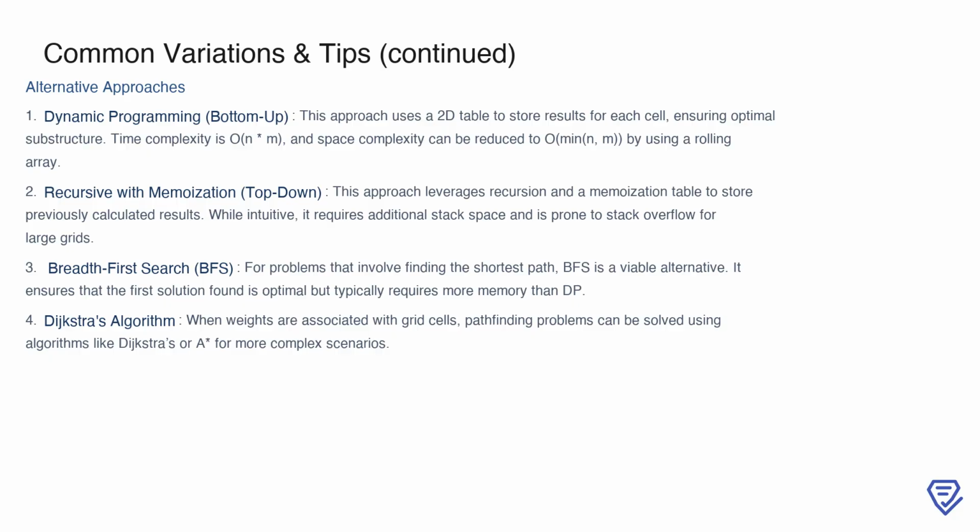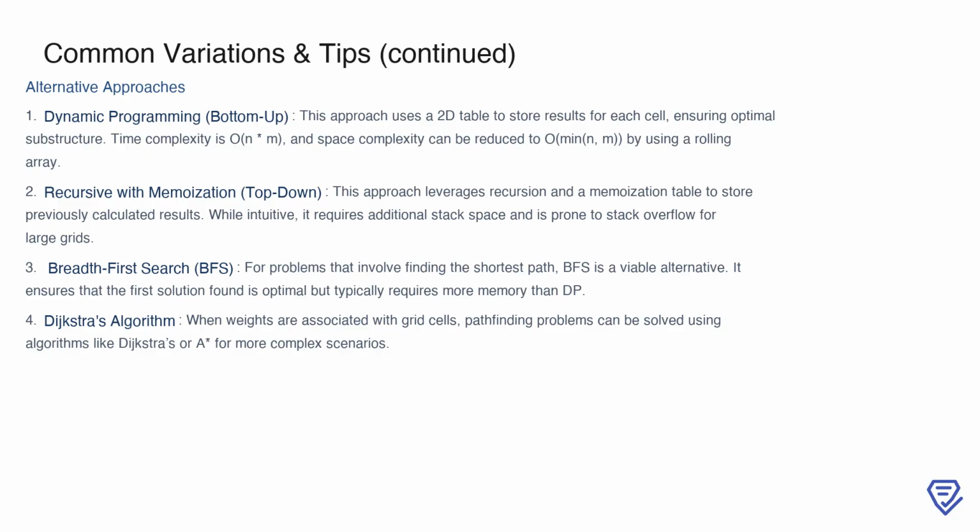There are also several alternative approaches to solving this type of problem, each with its own strengths and trade-offs. First, dynamic programming with a bottom-up approach uses a 2D table to store results for each cell, ensuring optimal substructure. This method has a time complexity of O(n*m), and you can even reduce the space complexity to O(min(n, m)) by using a rolling array.